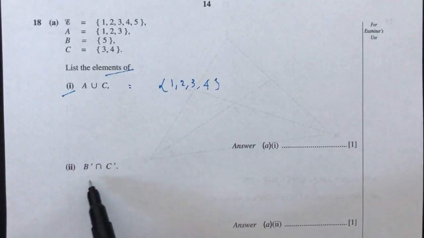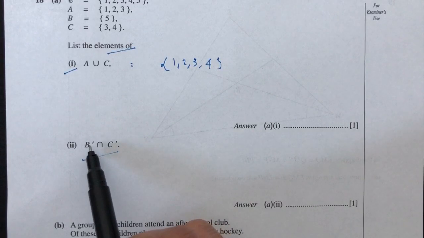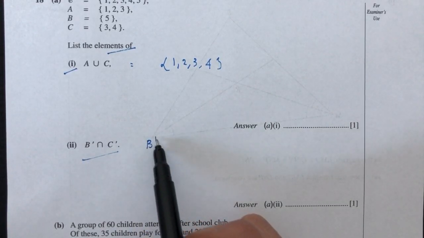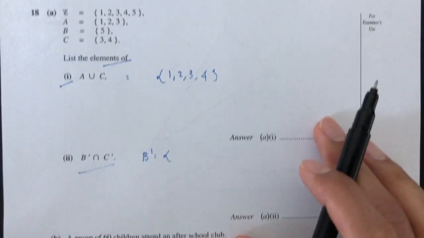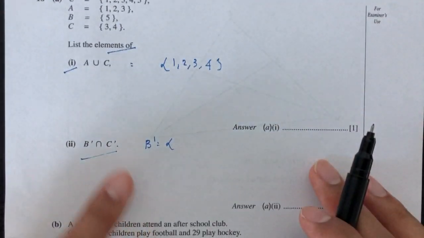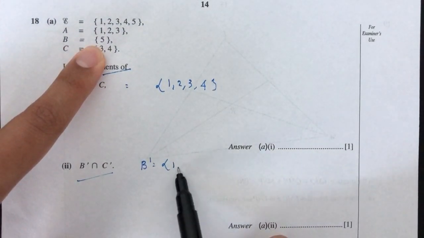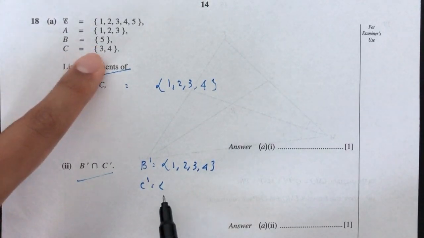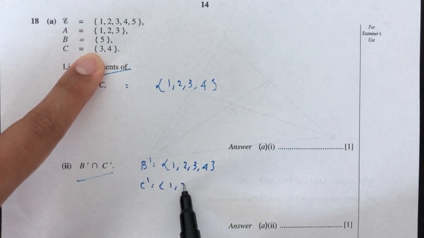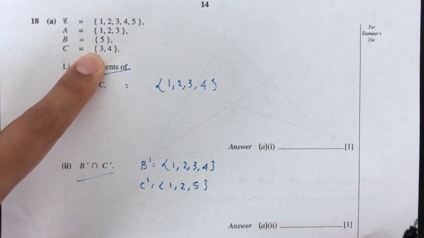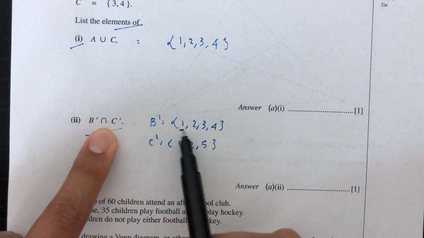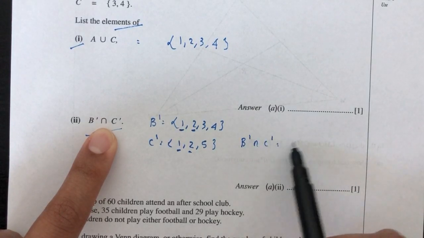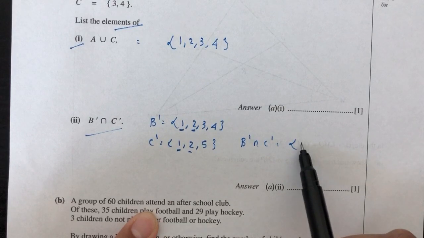Right. Now for this one is B prime intersection with C prime. So what you can do is you can first find the elements of B prime. So how would you find B prime? So B is 5. So B prime will be everything which is not 5. So it will be 1, 2, 3, and 4. And what is C prime? C is 3, 4. C prime will be 1, 2, 5. So now intersection. So we have this match, this match. So B prime and C prime intersection will be a set of 1, 2.